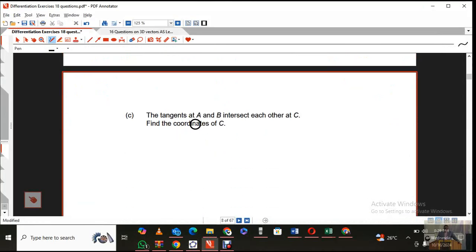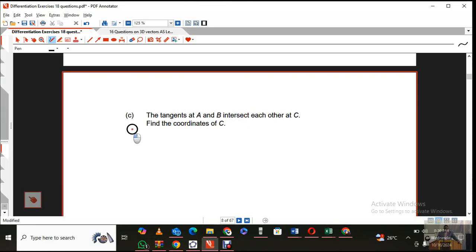Here it says the tangents at A and B intersect each other at C. Find the coordinates of C. Now, this is very important for the purpose of illustration.